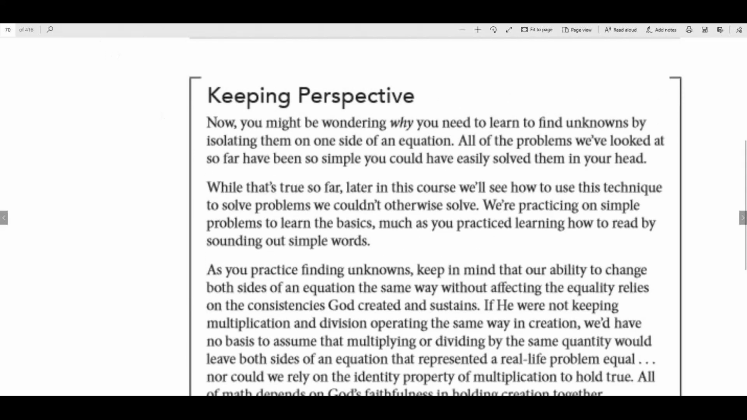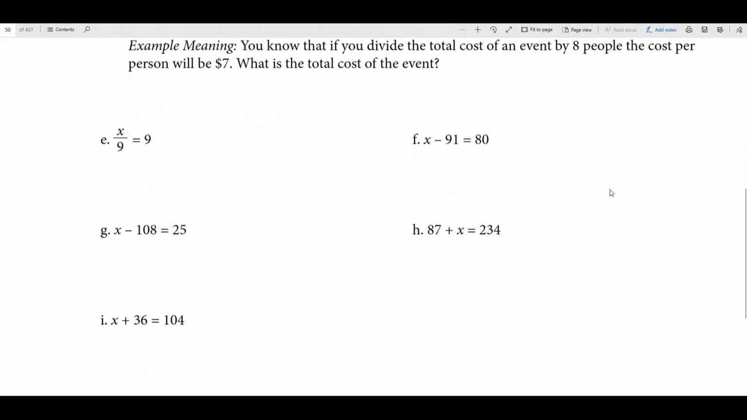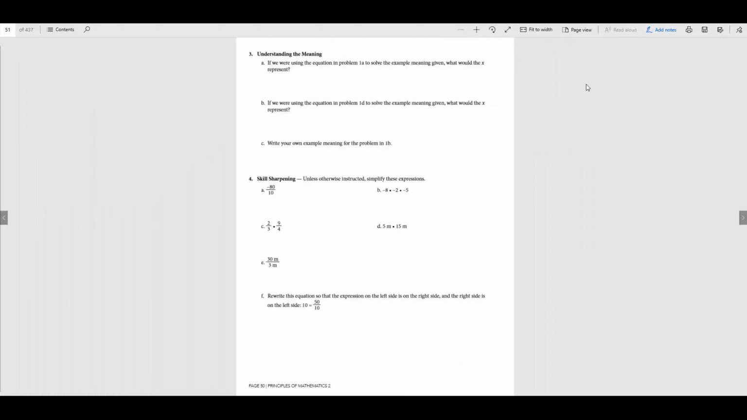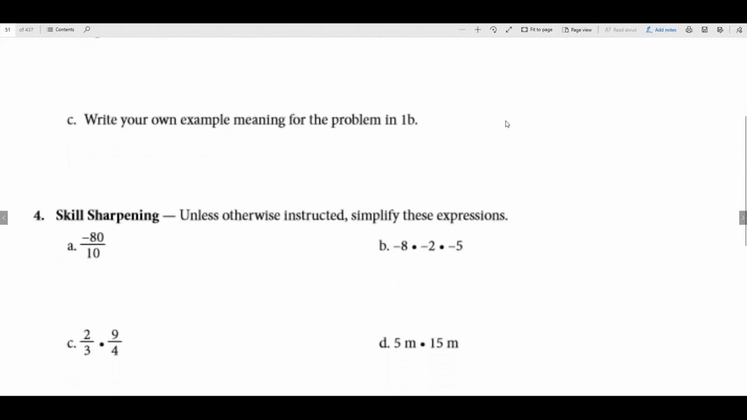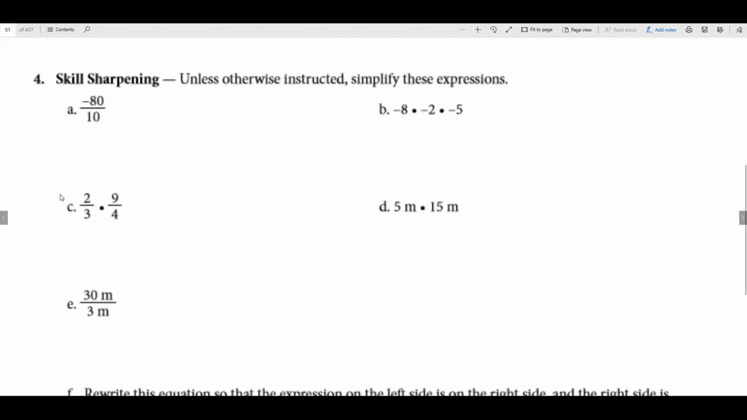All right, so let's go ahead and then move to the worksheet, which is 3.4. Okay, this is the same thing we did yesterday, except it's not addition and subtraction, it's multiplication and division. So let's see, I'll do one of those. This is checking your work like we did yesterday. On the back, same thing here that we did yesterday, and then some skill sharpening. Okay, so this ought to be really easy.